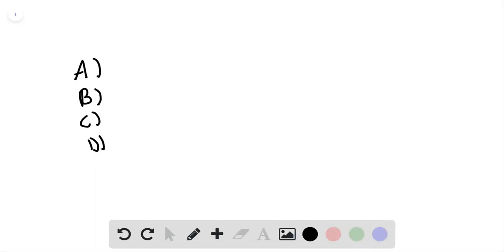Today I'll be helping you with the 37th problem of the chapter 5 problem set. And so 37 is asking, explain the roles of opsonin and clathrin.